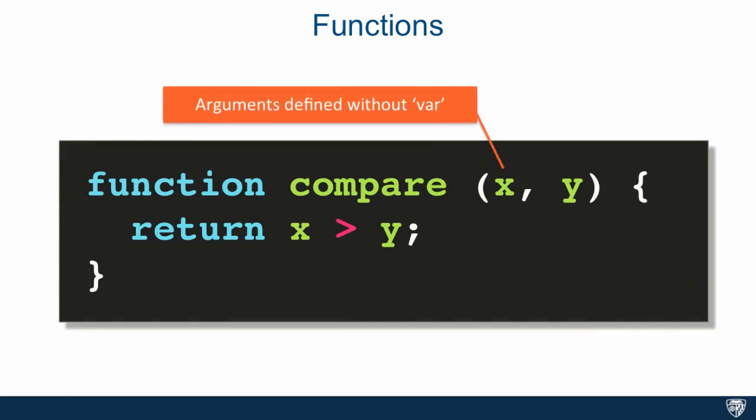The arguments are defined without the keyword var. In fact, if you place the keyword var in the function argument definition, that will be a syntax error. If you want your function to return some value, you use the return keyword followed by whatever value it is that you want to return. If the return keyword is not followed by a value, what you're signaling to the JavaScript engine is that it should terminate the function and exit out of it without returning anything.